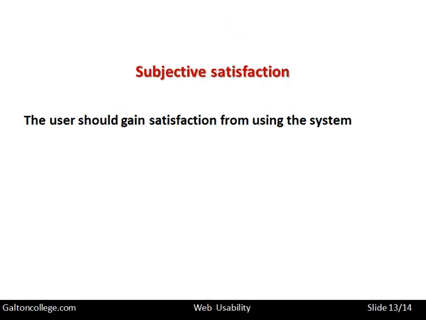Subjective satisfaction. Well, the user should gain satisfaction from using the system. The site should appeal to the user. The user should find using the site not to be an onerous task, not to be a difficult task, not one that's frustrating and annoying. It should be straightforward. And in that way, in the user's mind, they have a good feeling about the site. They like the site. They will return to the site. So there is subjective satisfaction. They feel good about the site.